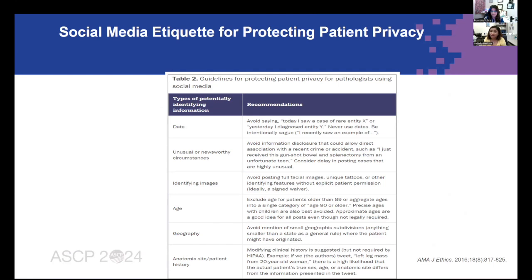Avoid saying "today I saw this case." You can say anything, like you don't even have to mention a day. And whenever there are very unusual or newsworthy circumstances, delay posting those cases. Don't post any full image features or even a unique tattoo or any identifying features without any explicit patient information. Again, do not put a particular age. You can say elderly, middle age, young age, pediatric age group.